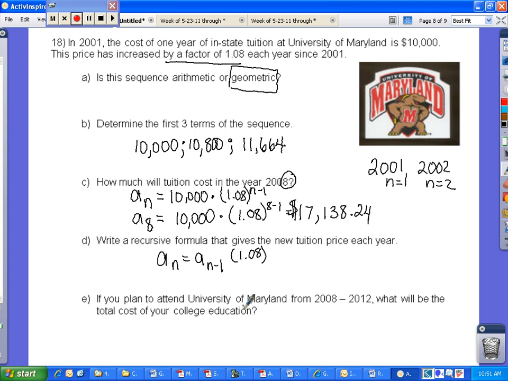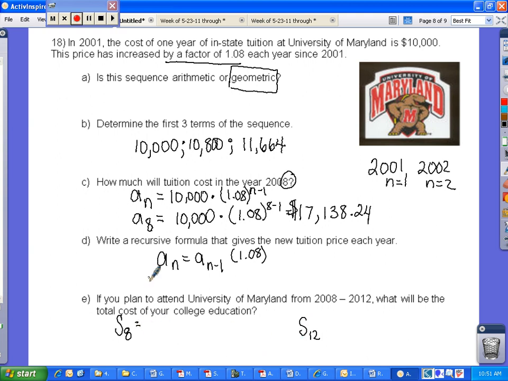So if you plan to attend the University of Maryland from 2008 to 2012, what will be the total cost of your college education? So there's a couple of ways you can do this. You could take the sum of the first 8 years and then the sum of the first 12 years and subtract them. Or you could calculate 08, 09, 10, 11, 12, etc. Probably the easiest thing is to find the sum of the first 8 years and find the sum of the first 12 years and then subtract the two values.